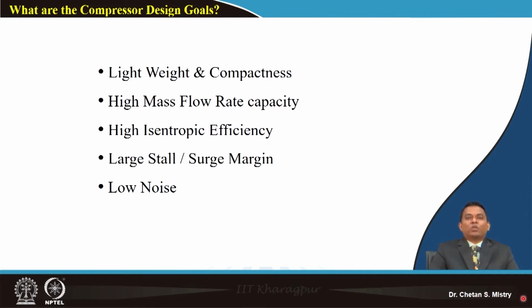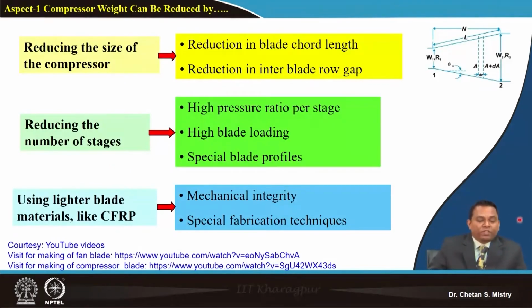Okay, so let's try to understand how people are addressing these challenges. Suppose we consider the very first aspect: compressor weight needs to be reduced, or we can say we are looking for compactness and lightweight. What are all the possibilities? It says you reduce the size of the compressor, reduce the number of stages, use lighter blades or special kinds of materials for making fans and compressors.